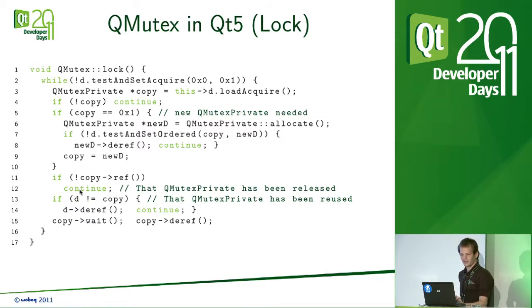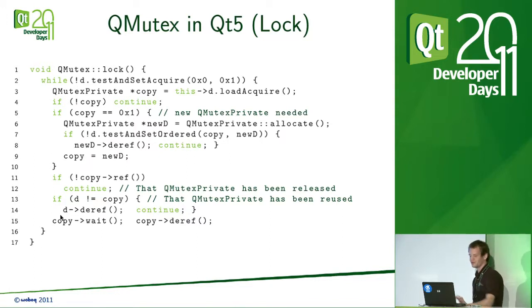If the reference count was 0. And then after we have refed, we need to check if we refed the right MutexPrivate, because the mutex might have been unlocked and then reused in another mutex, and we want to wait on the right mutex. So if D here, that's the atomic pointer, is different than copy, that means that the mutex has been reused. So again, we're having the wrong one, so we need to deref, and we start over.